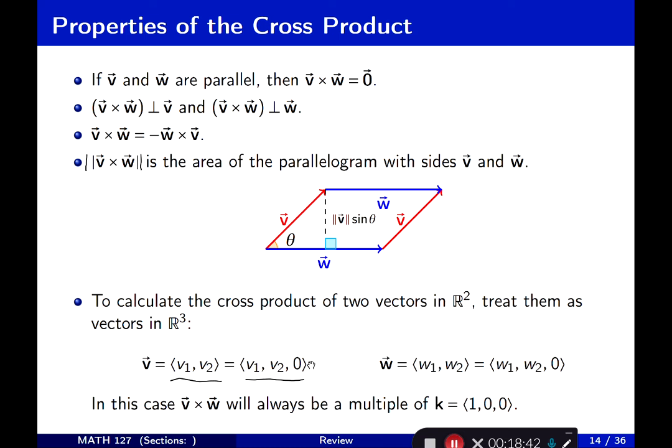If we imagine R2 is just the xy plane in R3, then we can put a 0 for z and make another three-dimensional vector, and then we can cross product them. In that case, v cross w is always a multiple of k, the standard basis vector for R3.